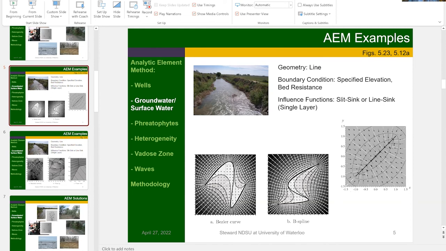The last thing I wanted to do was introduce you to the kind of things that we can do with the analytic element method, the kind of problems that we can address, and the simplicity of the formulation. The complexity gets in the formulation of the mathematics, but once you do that, it's done. And then it becomes an elegant solution of bringing things together.